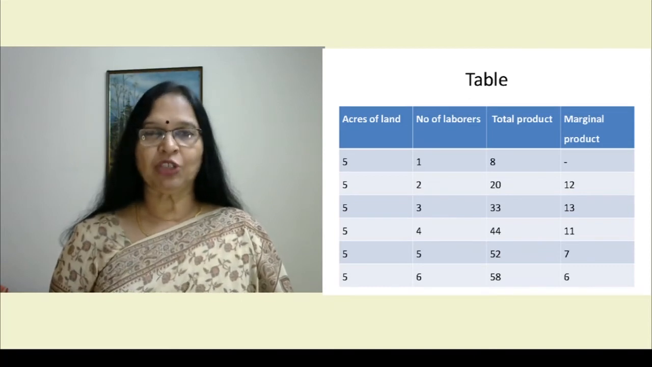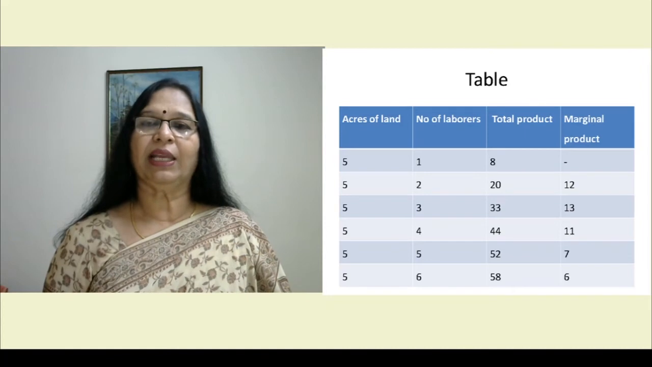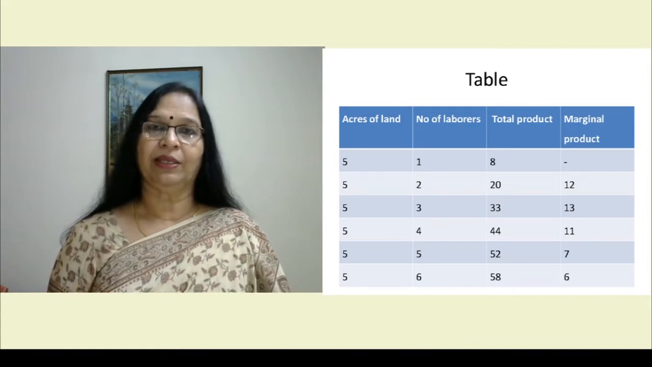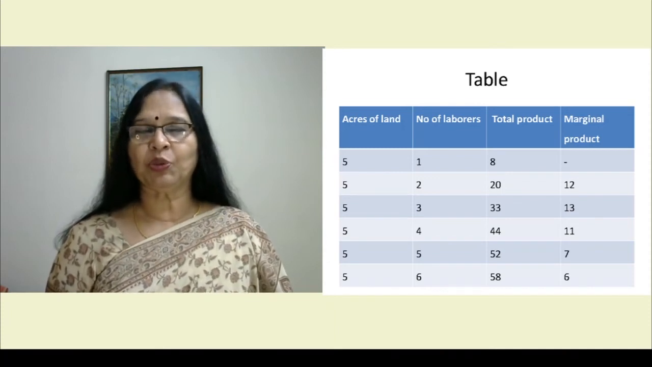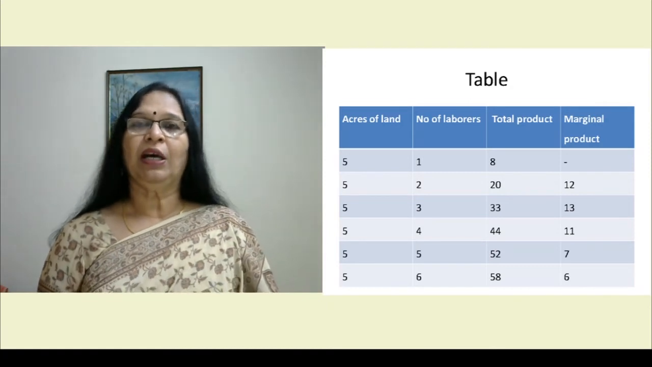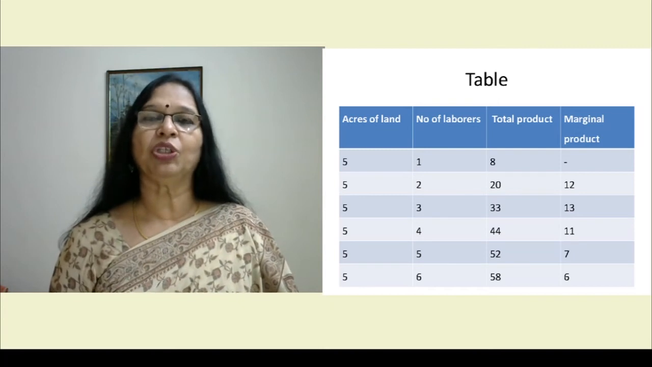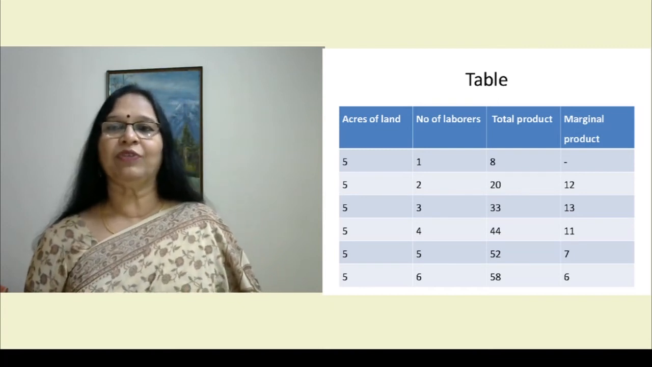So the first time there is no marginal productivity because that is the first unit. Now look at the second one, what has happened? The 20 minus 8. So total output has increased to 20, but the first output was only 8. So if you want to know how much that addition has been made by this additional worker, this additional worker has contributed 12 units. How did you get 12 units? 20 minus 8 gives you 12.